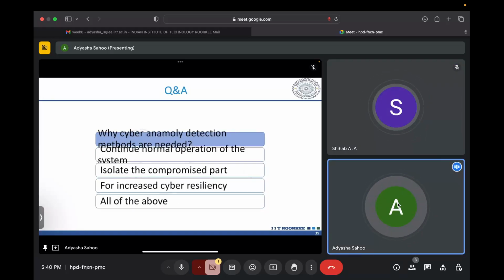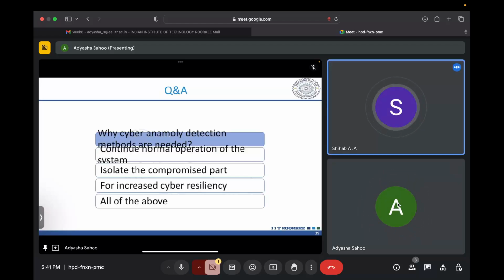Now, which cyber anomaly detection methods? Why are cyber anomaly detection methods needed? To continue the normal operation of the system, isolate the compromised part, or increase cyber resiliency, or all of the above? Yes, correct.